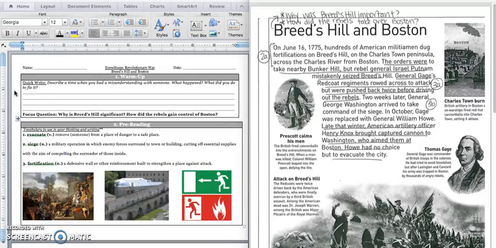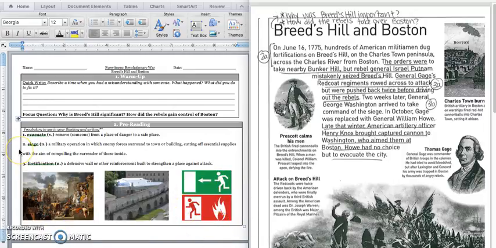Our focus question for today is, why is Breed's Hill significant and how did the rebels gain control of Boston? Our vocabulary words are evacuate. That's when you leave a place because of danger. So we would draw a line to this picture.